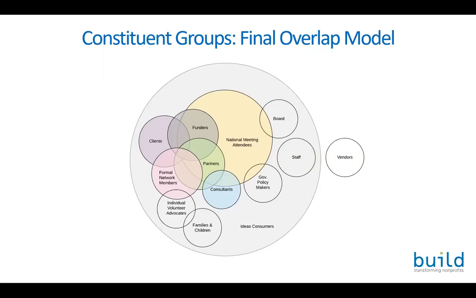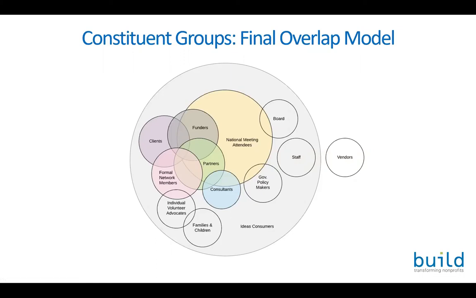This can be a very helpful tool for helping vendors, as I said, whether they are a branding agency or a CRM implementation partner, understand your constituent groups and how they relate to each other.